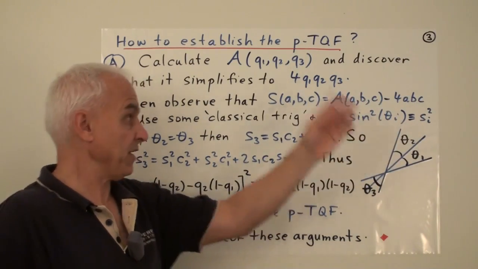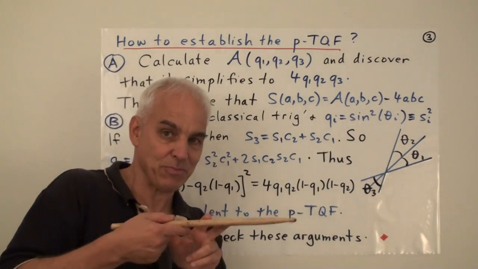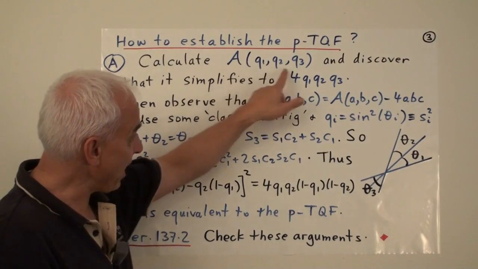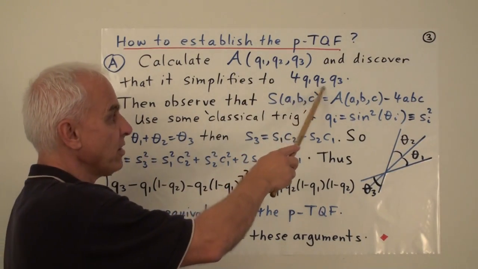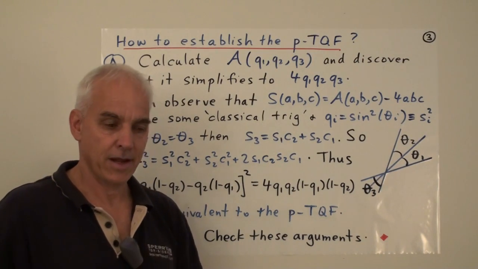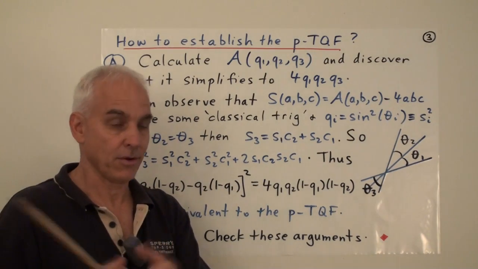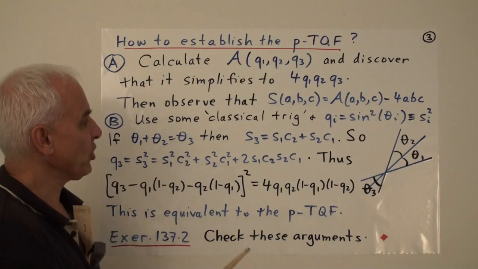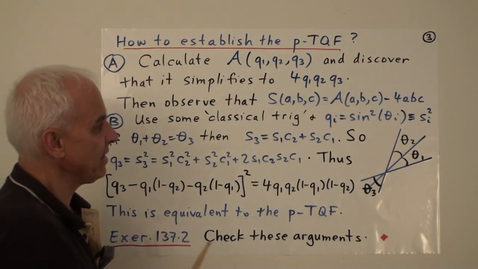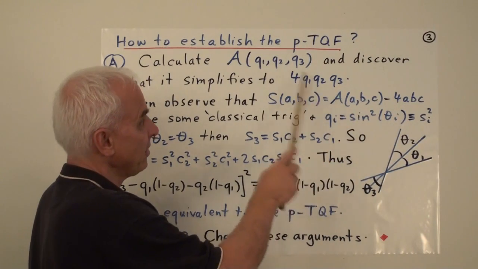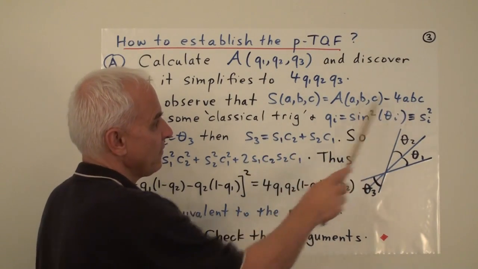Okay, this is a projective setting. They're not going to satisfy the affine triple quad formula, but nevertheless, when you calculate this thing here, you discover that it simplifies to 4 q1 q2 q3. Another kind of miracle occurs. And then you observe that the quantity that you actually want, this S of A, B, C, is just the difference between this thing and 4 A B C.